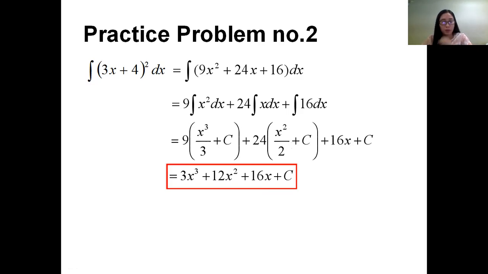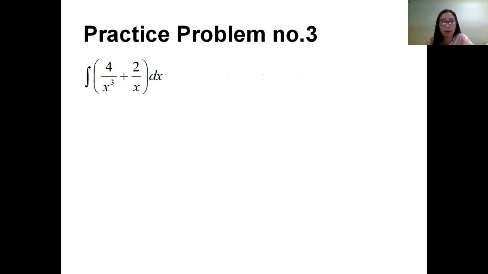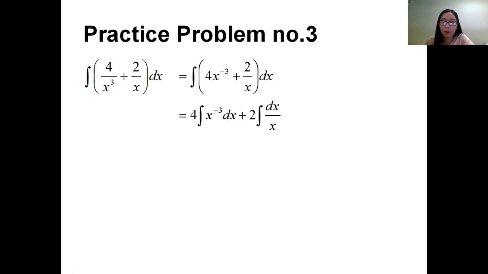Okay, so you have to really try solving on your own so that you can absorb the most from this topic, rather than just watching or observing. You really should try to solve it. Okay? So for the last practice problem before discussing chain rule, we have integral of quantity 4 over x cubed plus 2 over x dx. Before we proceed with the integral process, we rewrite the given integrand. So we have integral of quantity 4x to the negative 3 plus 2 over x dx. Then we distribute the integral sign and bring out the coefficients.